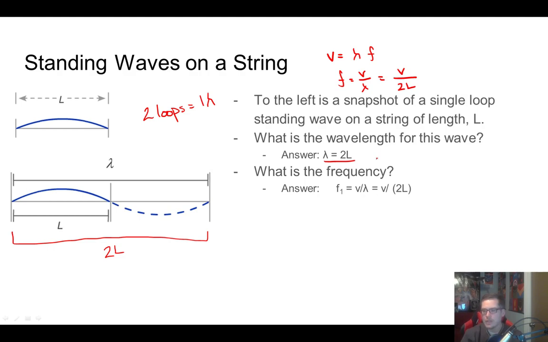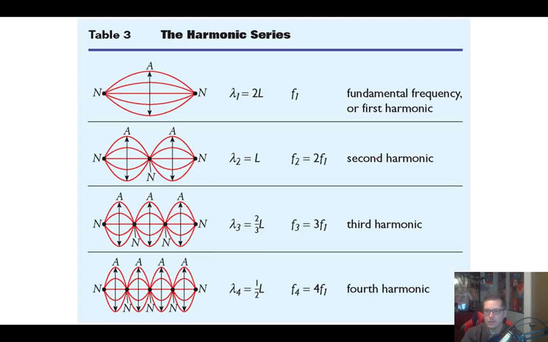Anytime you have a standing wave on a string, you can always find the frequency. If you know the velocity of whatever is going through there, you can just divide that by 2 times the length, and you can find the frequency of the fundamental wavelength. So you get this harmonic series here, and here's the fundamental frequency. It's just one loop.